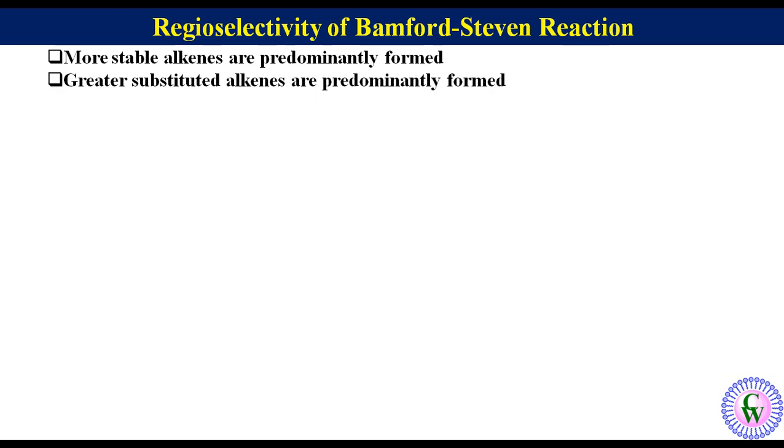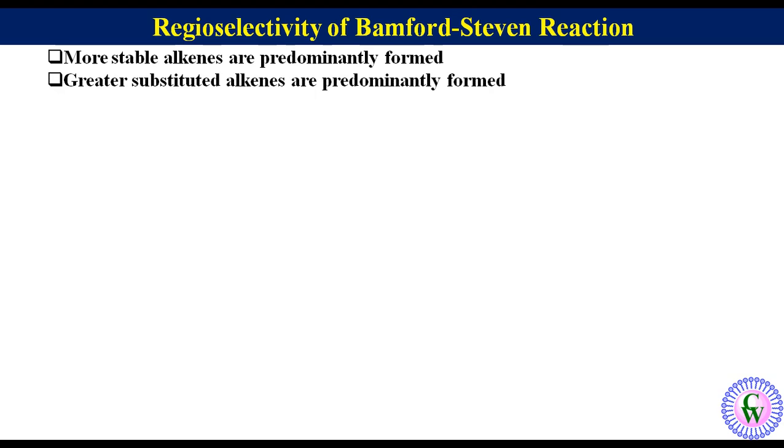Regioselectivity of Bamford-Stevens reaction. In Bamford-Stevens reaction, more stable alkene is predominantly formed. If we talk about regioselectivity in terms of substitution, greater substituted alkenes are more stable. So we can also say that in Bamford-Stevens reaction, greater substituted alkene is predominantly formed.